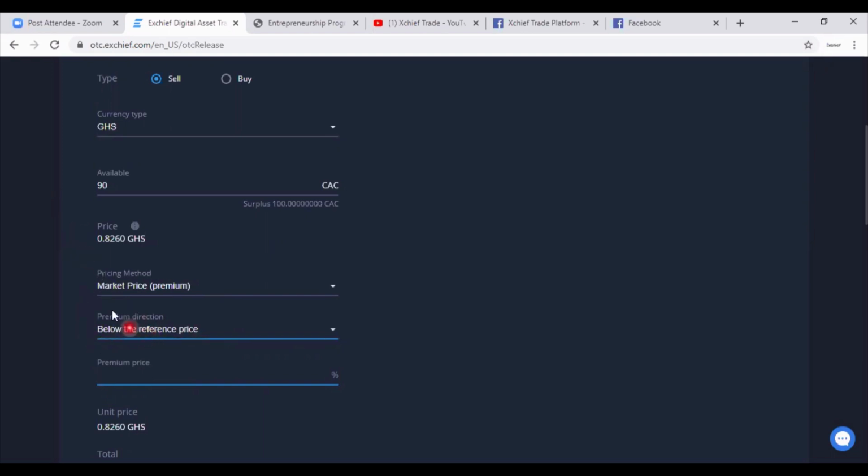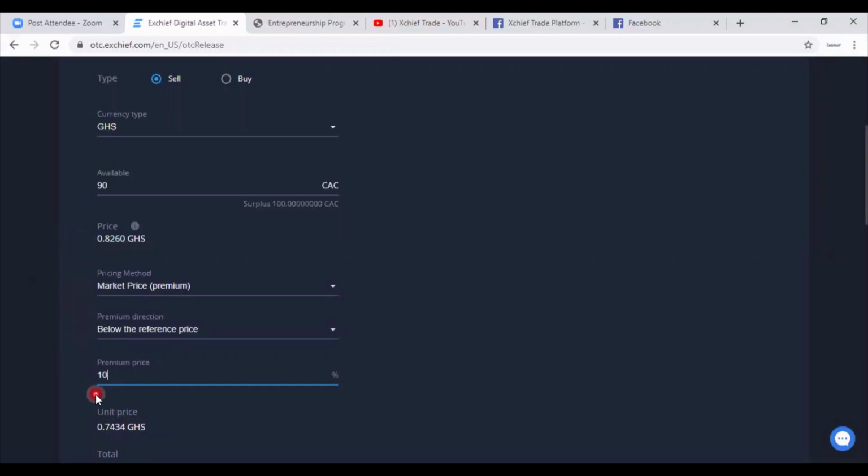Every time you see a reference price, it's referring to the unit price of that particular stock you want to sell. So if you do below the reference price, you realize that before you populate this area with any figure, the price displayed here is the same as the price displayed here. So if I decide to put, say, 10%, immediately you realize that the price here changes by a difference of 10% as compared to the initial price over here.